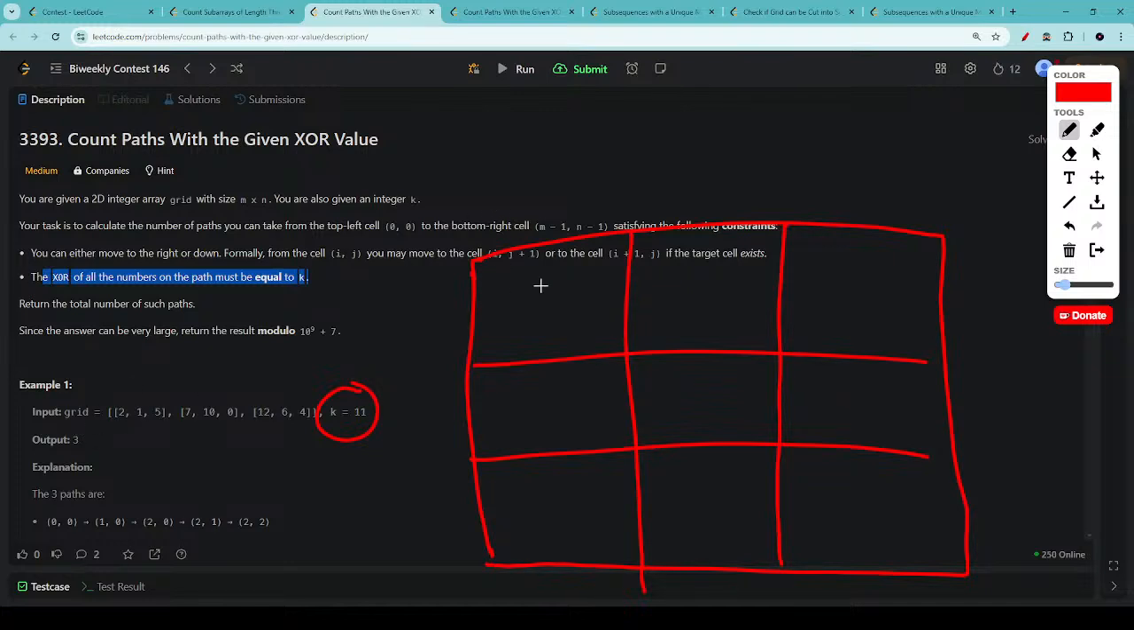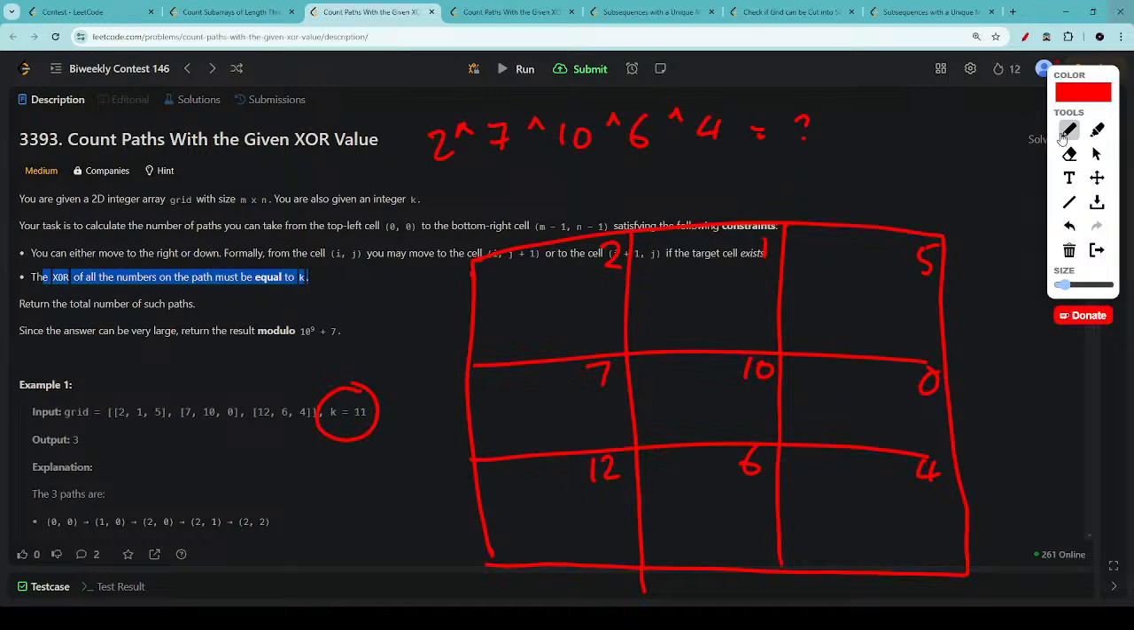So in this case, the numbers on the way are 2, 1, 5, 7, 10, 0, 12, 6, 4. So a path might be 2, 7, 10, 6, 4. So 2 XOR 7 XOR 10 XOR 6 XOR 4. And I don't know what this is, but you want to check if this result is equal to k. So you want to check how many ways there are of getting from here to here, such that the XOR of all of these is k.